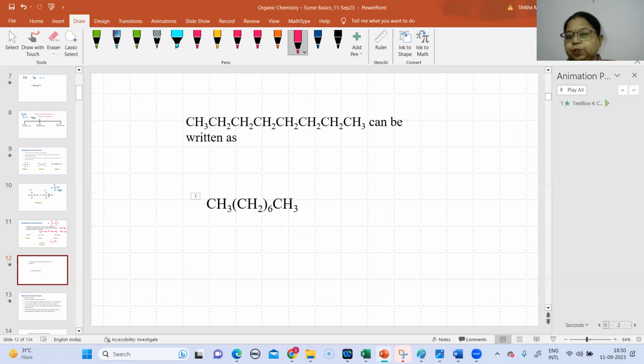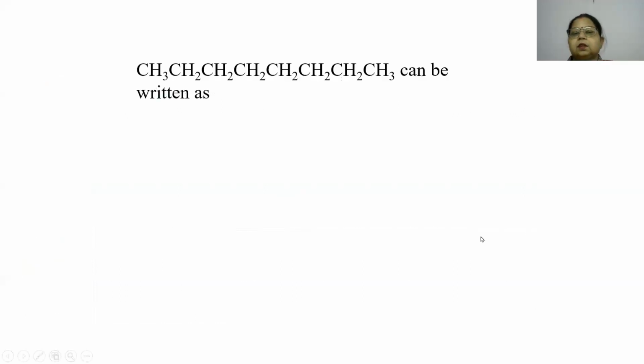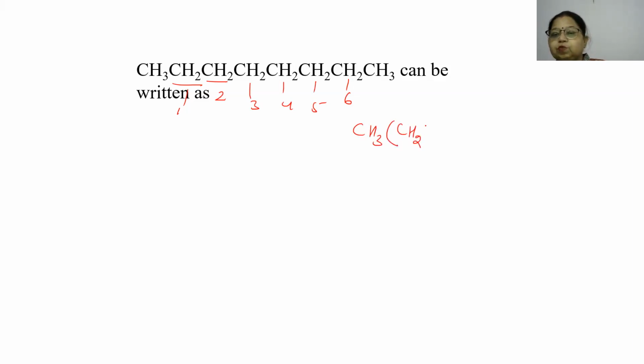Now, the last point before we end the class; we'll take the other one in the next class. If I talk about this, CH3, CH2, CH2, CH2, CH2, CH3, it can finally be written as... In this compound, you can see CH2 is repeated many times. This is the first time, second, third, fourth, fifth, sixth. So what can be its condensed formula? We can write it as CH3, start a bracket, CH2, whole 6, because you can see 6 CH2 groups and then CH3.